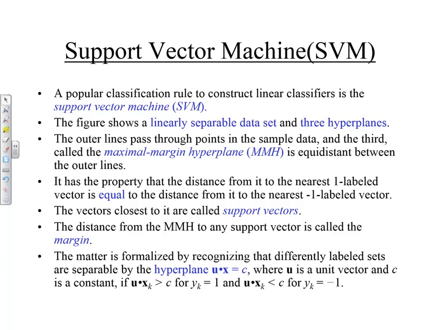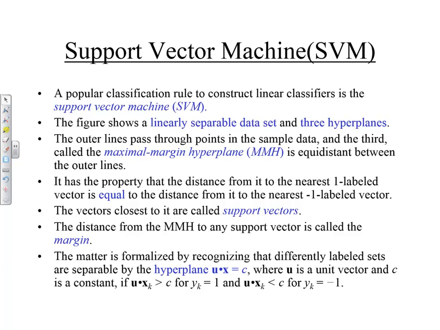The matter is formalized by recognizing that differently labeled sets are separable by the hyperplane. The dot product of u and x equals c. That defines the hyperplane, because u is some vector and x has components x1, x2. So that's the equation of a plane, basically. So these are separable by this hyperplane where u is a unit vector and c is a constant.